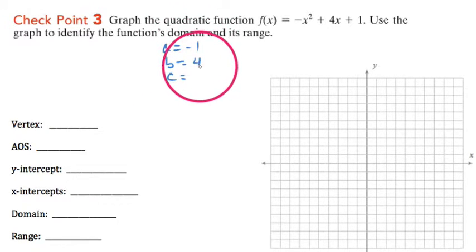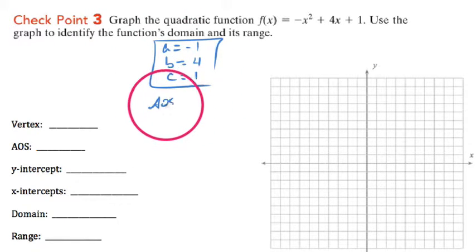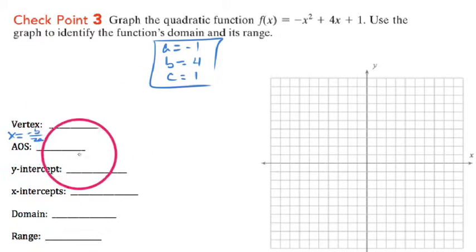So negative 1, 4, and 1. And so here's what I want to start with. Actually, the axis of symmetry. I don't know why I'm writing that, maybe because of habit here. But x equals negative b over 2a is the value we're trying to find.